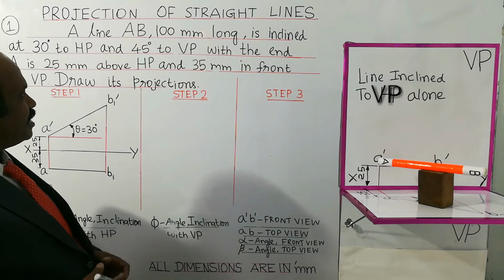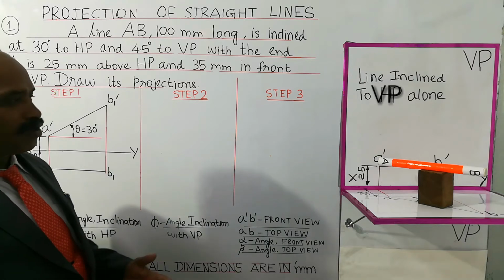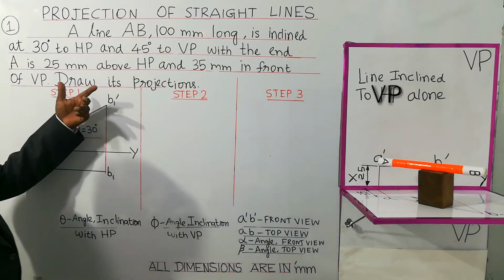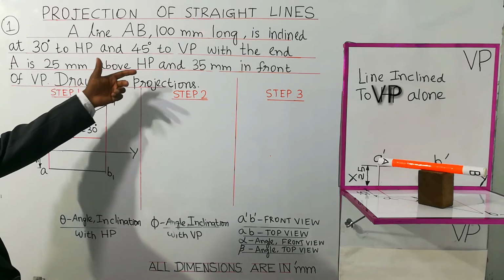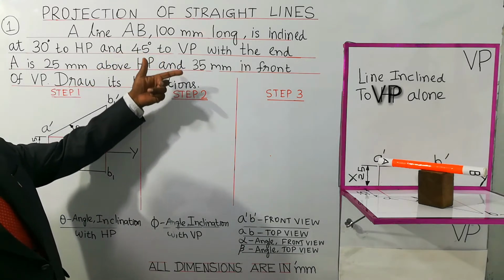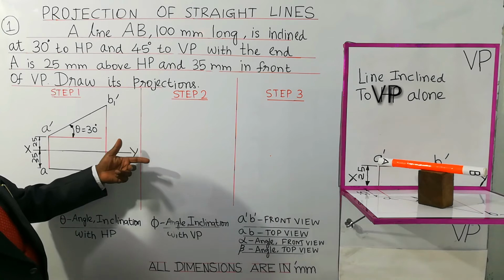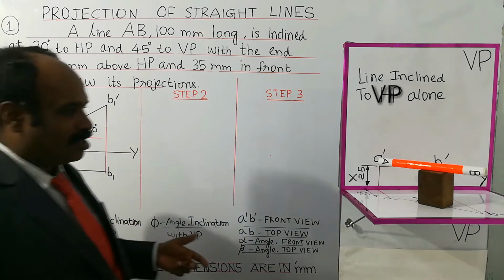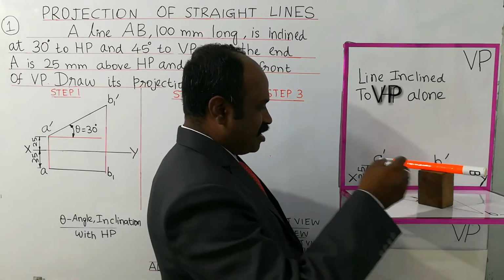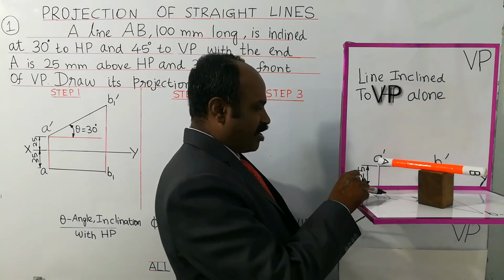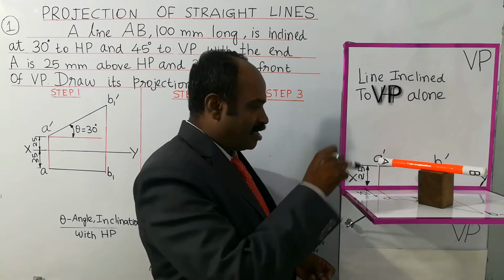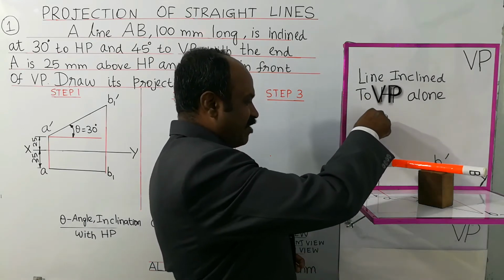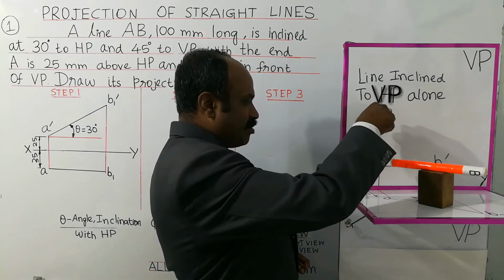In step 2, now consider the line is inclined to VP alone. What is the angle of inclination given in the question? 45 degree inclined to VP. Now consider in step 2, the straight line AB is inclined at 45 degree to VP alone. So this is the position of the line. This point A is located 25 mm above HP, that remains the same. And end point A is 35 mm in front of VP, that also remains the same.